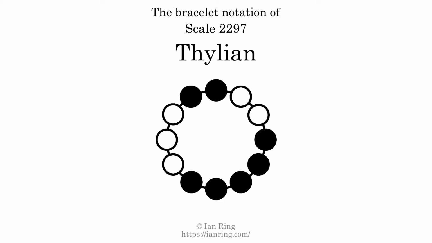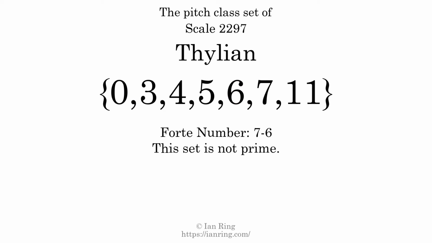This is a bracelet notation diagram of scale 2297. The shaded circles represent tones that appear in the scale, and they are read clockwise, starting at the top. The pitch class set for this scale is 0, 3, 4, 5, 6, 7, 11. The fourth class is 7, 6. This set is not prime.